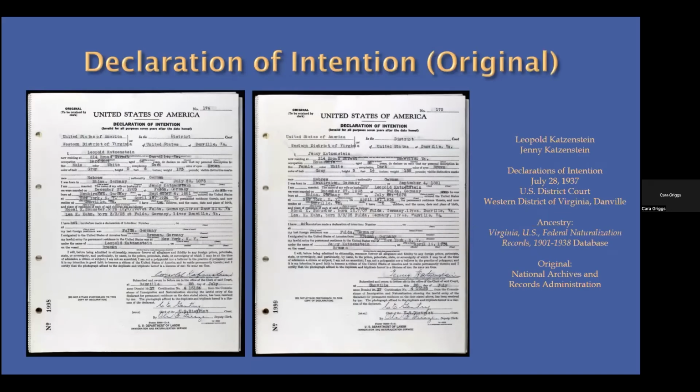Of course, the forms continue to change over time, which we can see with the records of Leopold and Jenny Katzenstein, whose names we saw on a passenger list. We saw their certificate of arrival too. They each have their own complete set of records, and they opted to file them on the same days in the U.S. District Court for the Western District of Virginia in Danville, which is where they lived. The declarations are really no different than the one filed by Oscar Goody. They just look different.